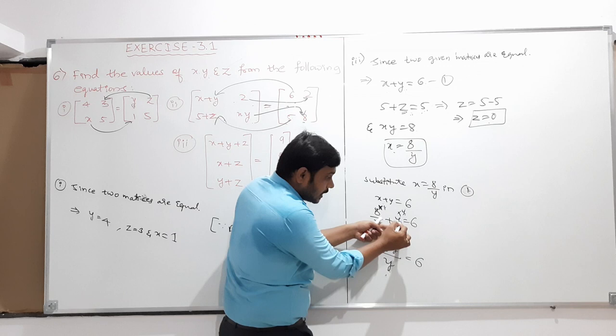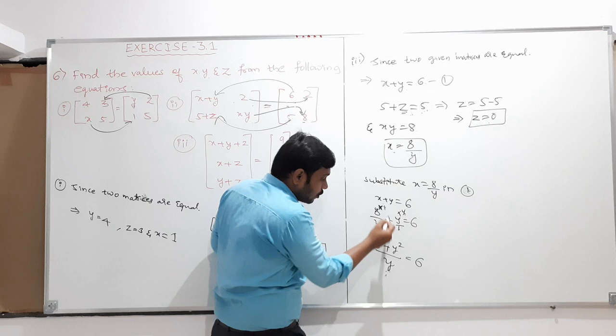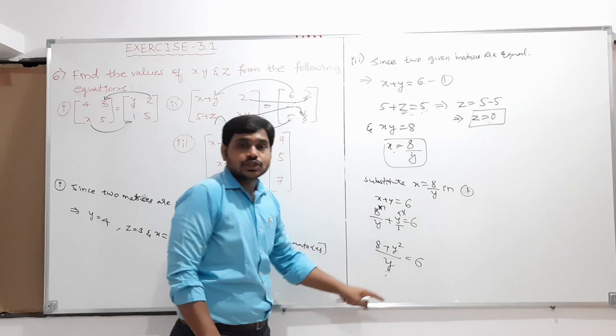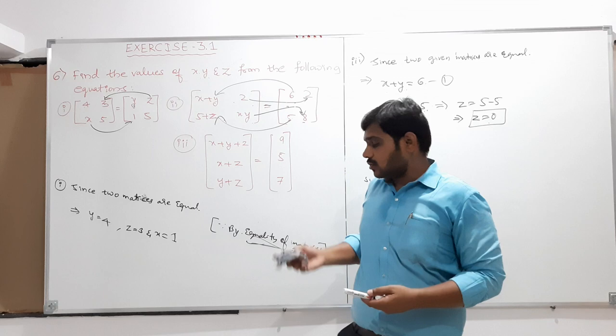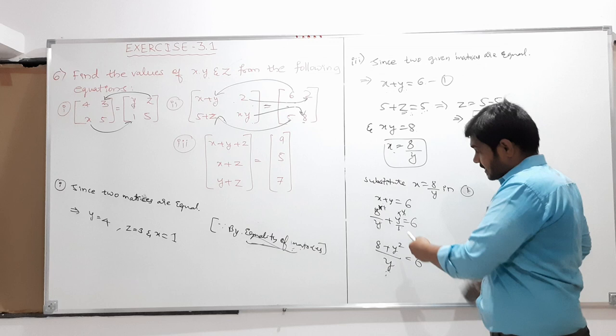Keep it as it is. And next, 8 into 1 is 8. Now multiply these two. 8 into 1 is 8 plus y into y is y square equals 6. This method we can call the LCM. I think you already solved this LCM method in high school, but still I will explain it briefly once. Is it?